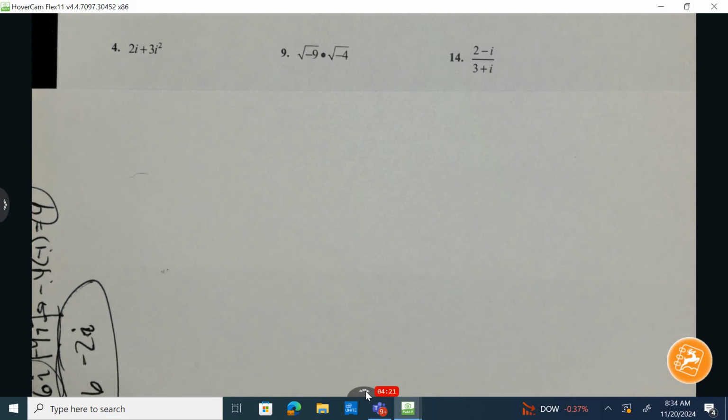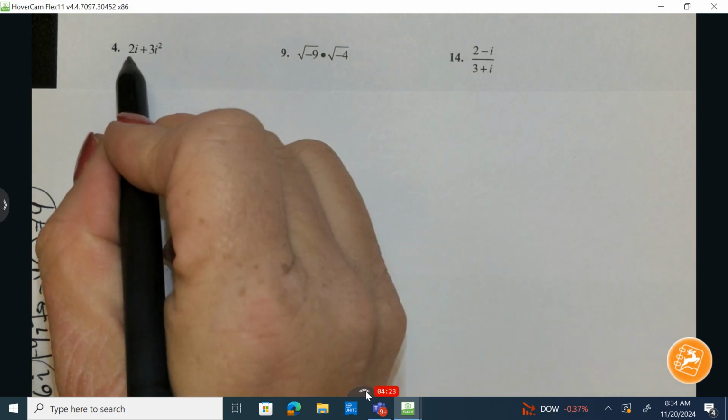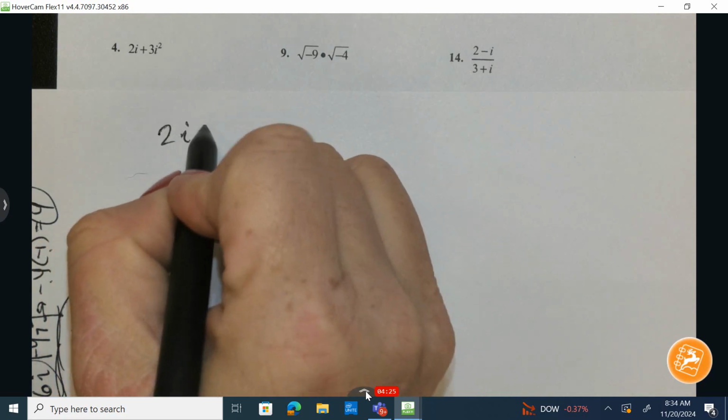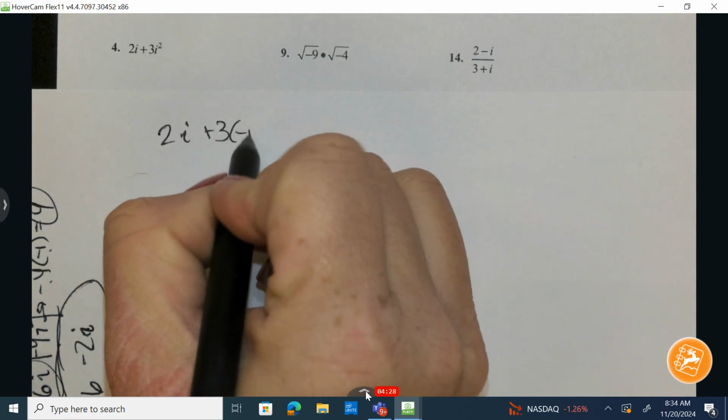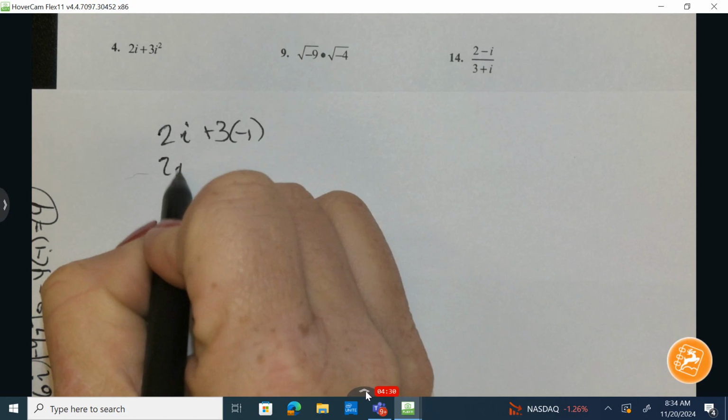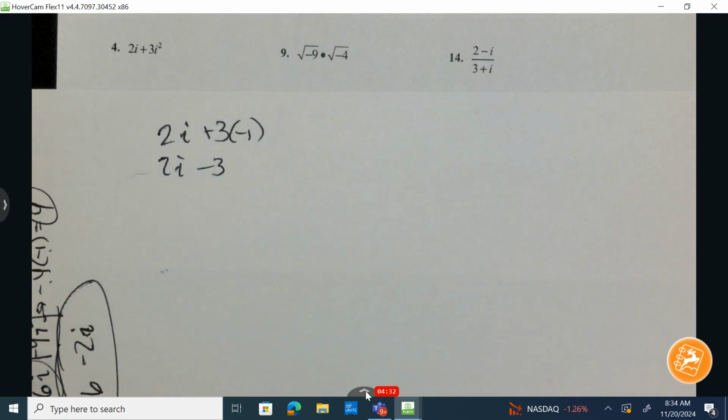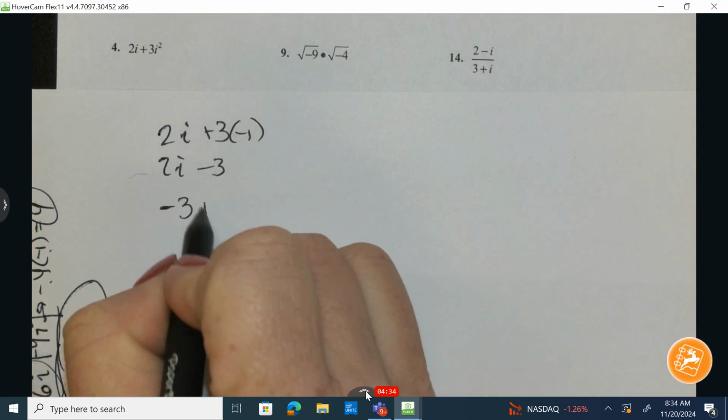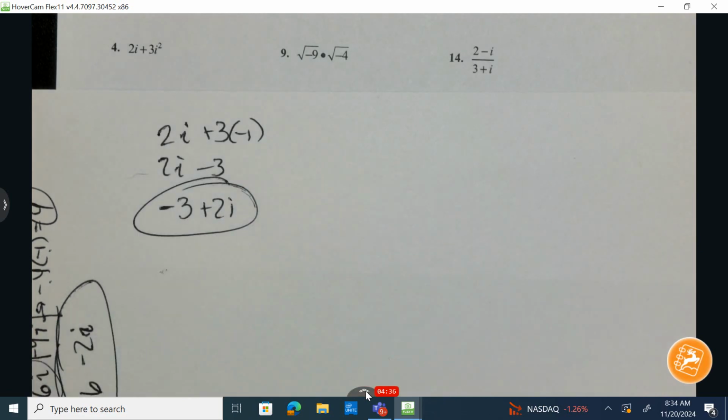Okay, let's look at 4, 9, and 14. So I have 2i plus 3. Now I know i squared is the same as negative 1. 2i, 3 times negative 1 is negative 3. And now let's write it in the correct form: the real portion followed by the imaginary portion.